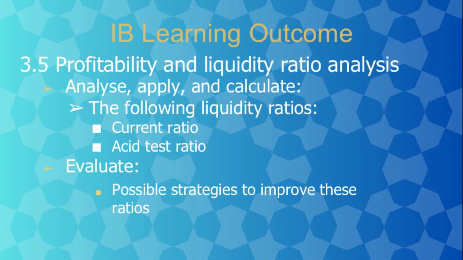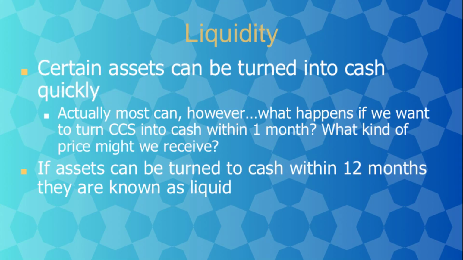In addition to profitability ratios, we will analyze, apply, and calculate liquidity ratios such as the current ratio and acid test ratio. Evaluating these ratios helps us understand a company's ability to meet short-term obligations. Liquidity refers to how quickly certain assets can be turned into cash. Assets that can be converted into cash within 12 months are considered liquid. This concept is crucial for managing a company's short-term financial health.